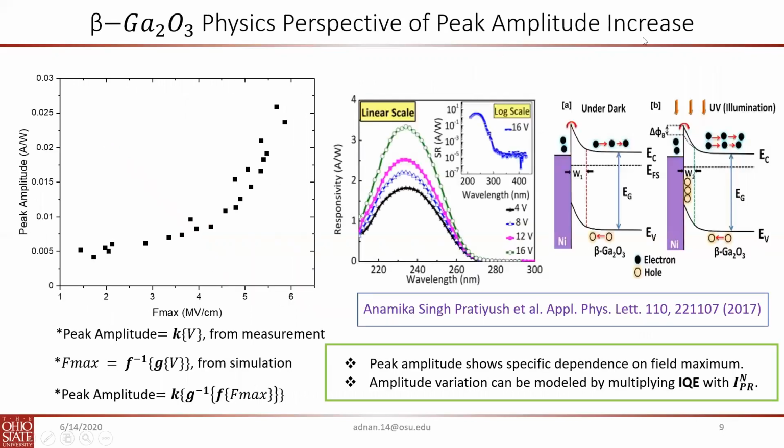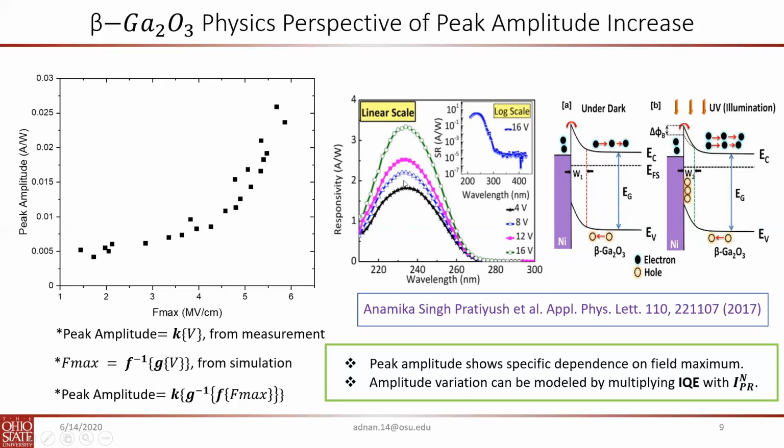Now we will be talking about the peak amplitude increase. So the peak amplitude is a function of applied bias from our measurements, and we have already seen that the field maximum is related to bias. So we can plot the peak amplitude as a function of field maximum, and we can see that the peak amplitude suddenly shoots up at about 4.5 megavolt per centimeter. This kind of shooting up of peak amplitude has been previously seen in literature, where this effect has been explained as a reduction of Schottky barrier by self-trapping of holes.